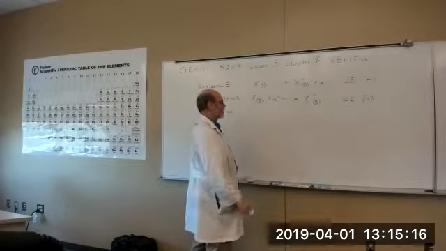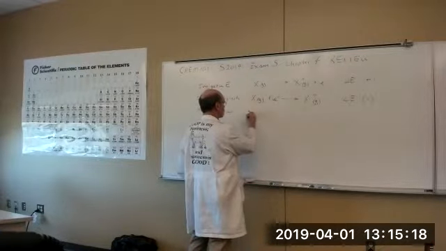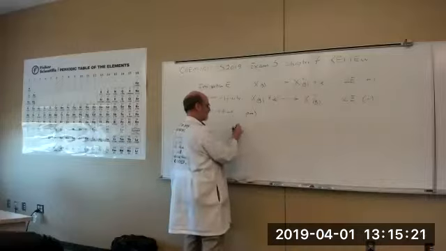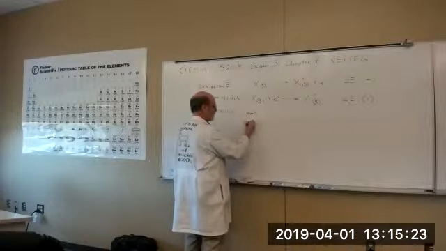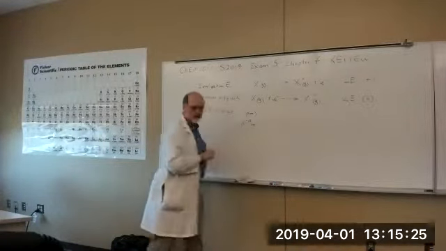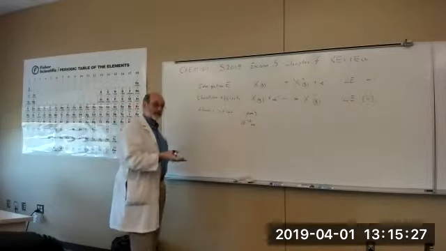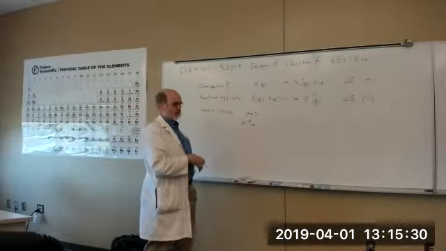Okay? And atomic radius is usually measured in picometers, not nanometers. So what's a picometer? 10 to the minus 12th meter is a picometer. So it's 1,000 times smaller than a nanometer.